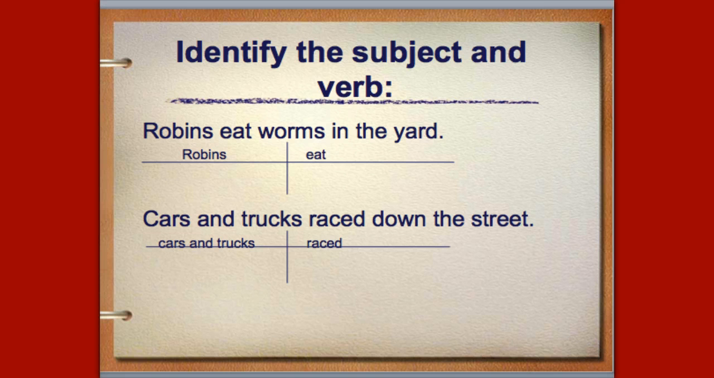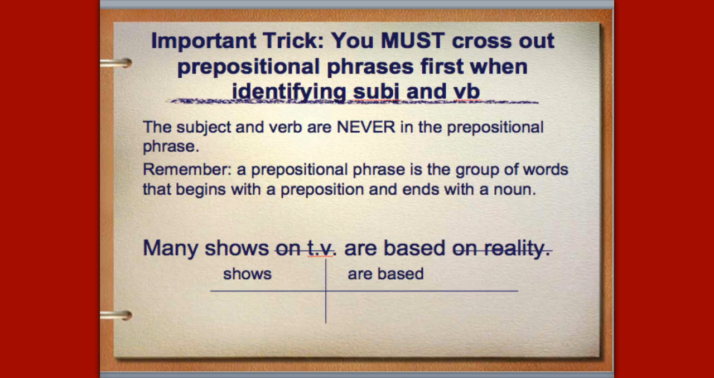Now, cars and trucks is a compound subject, so you'll see that we put them both on there. In actual diagramming, that would look more like a rocket ship, but it's just kind of hard to get all the lines and everything on this. You'll see that down the road. Down the street, because it's an adverb phrase, we would put underneath the word raced. But again, we're not going to worry about that right now.